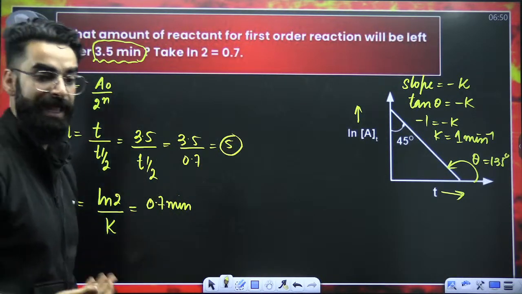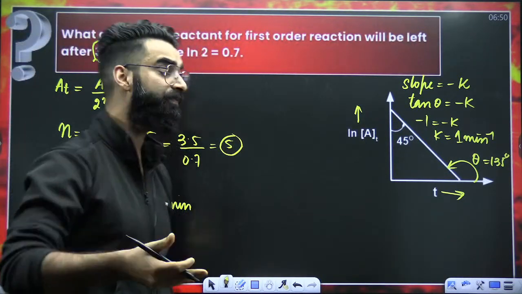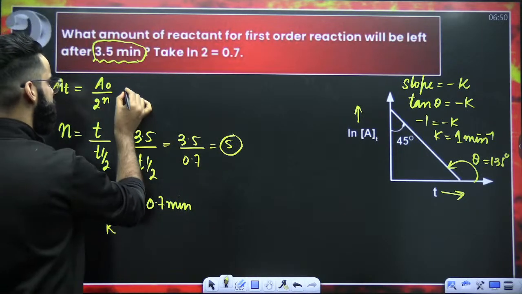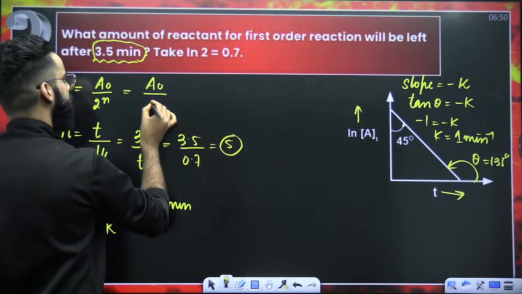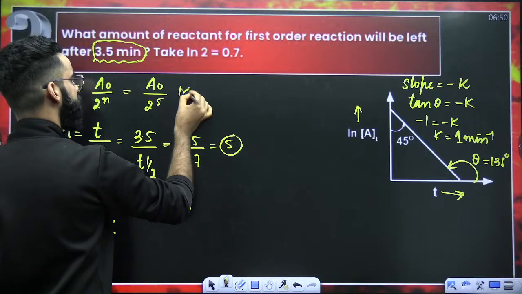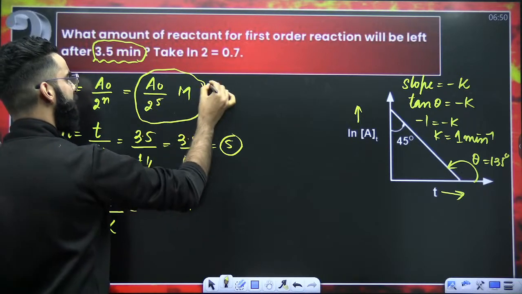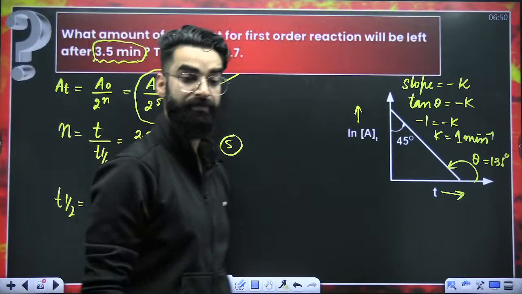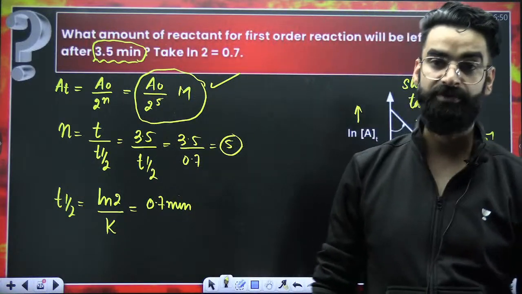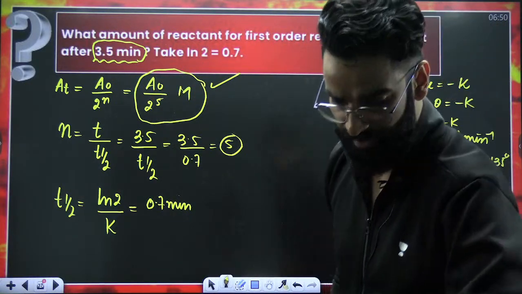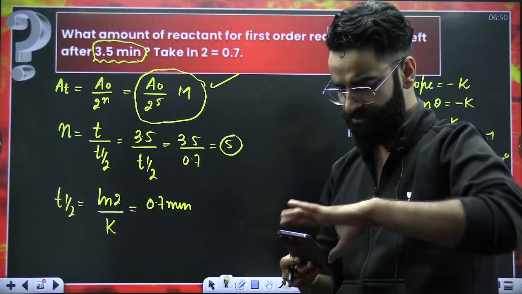So indirectly, we have to calculate the concentration of reactant left after 5 half-lives, which is just going to be A naught divided by 2 raised to the power 5 molar. This is the concentration of reactant left after 5 half-lives, after 3.5 minutes. That's something which I was supposed to calculate, right? Let me know in the chats if all these things make sense to you, if they are clear to everyone.